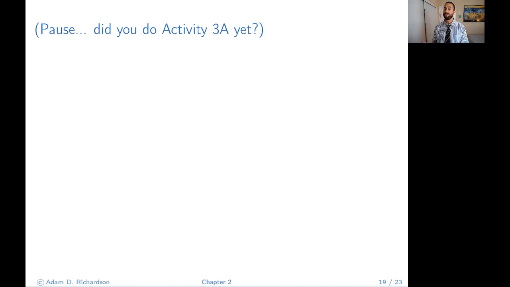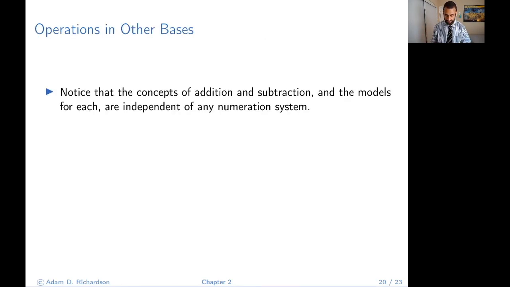What was cool is in the videos we watched at the end of the last lecture, you could see how place value was so important to being able to do those operations. And now we're going to see how that still holds even in a different base. So let's get right to it.